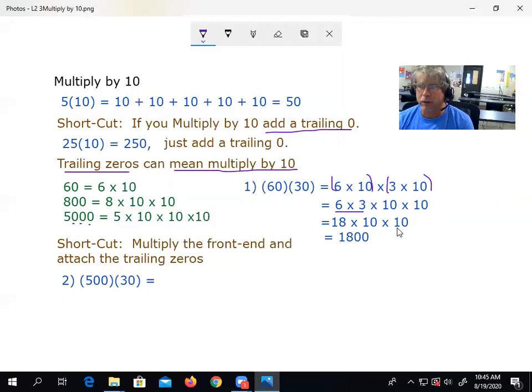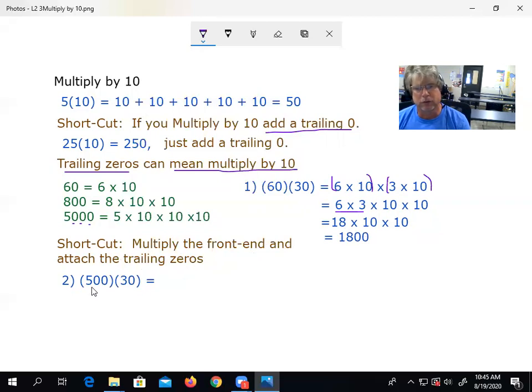But what's easy about multiplying by 10 is all you have to do is add a 0. So 18 times 10 is adding 1 0, and then multiplying by another 10 means add a second 0. So that answer becomes then 1,800. So we pick up on as a shortcut, if trailing zeros are involved, all you got to do is multiply the front end numbers and then attach the trailing zeros.